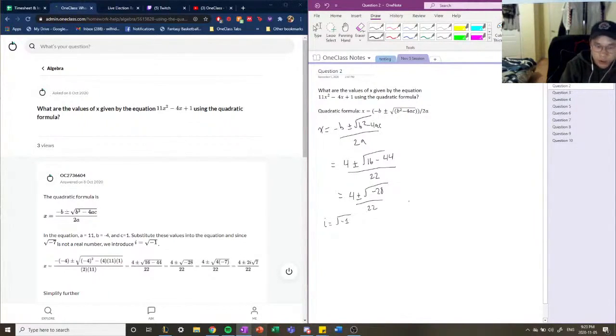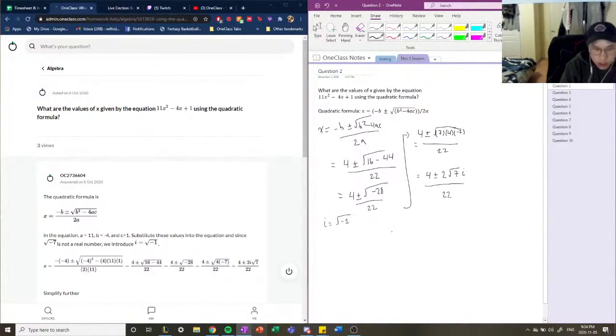So if I break down the square root here, we get 4 plus or minus the square root of 7 times 4 times negative 1. So 7 times 4 times negative 1 is equivalent to negative 28, so I can write it like that. And we can further break it down by doing this. The square root of 4 is 2, so we can write that up. The square root of 7 is just the square root of 7. You can't square root it any further. And the square root of negative 1 is i.